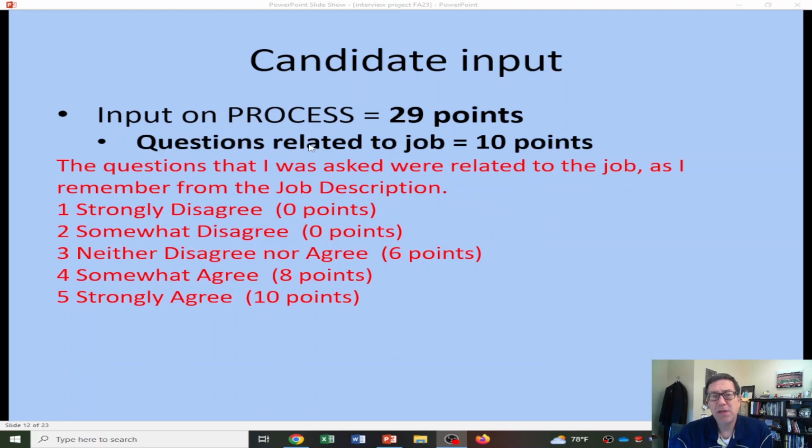All right, then they're going to give me input about the process itself, and this is up to 29 points. So were the questions that you asked related to the job, based on what they read in the job description?